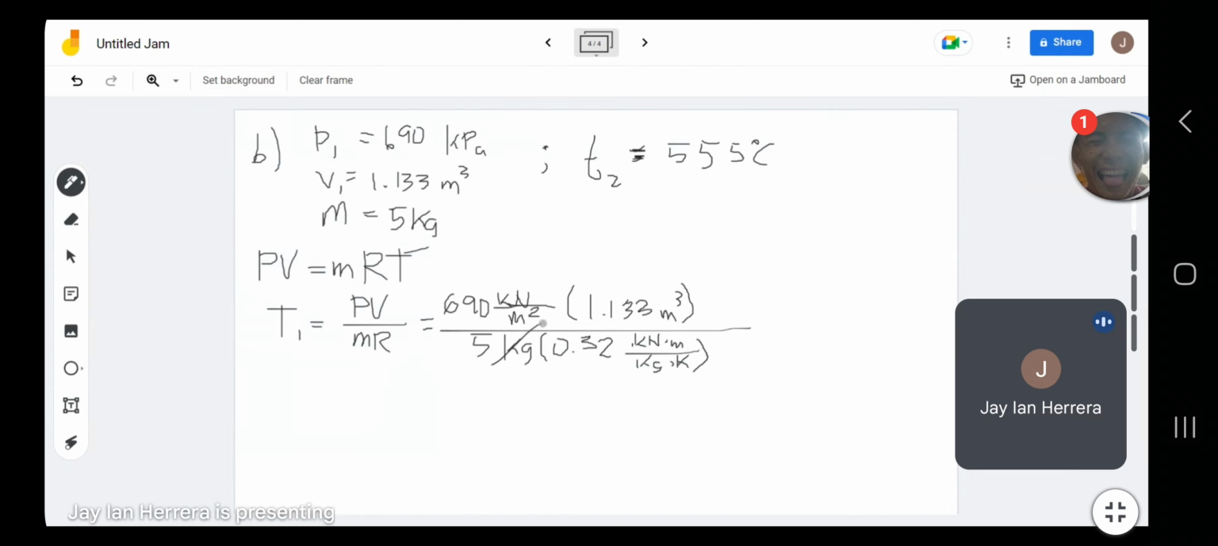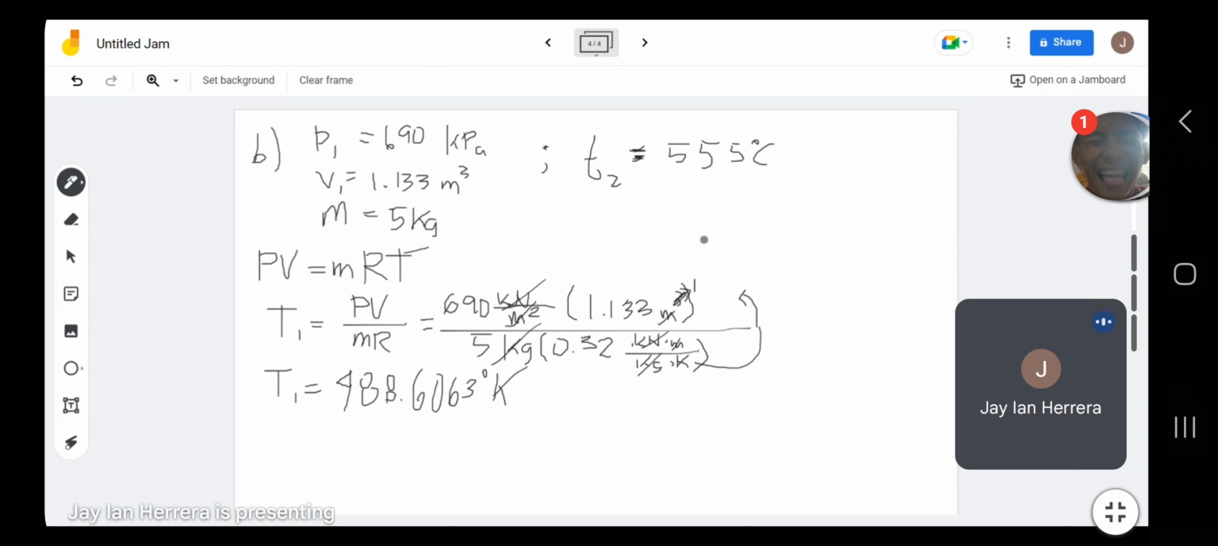Okay. So, by unit analysis, kilogram will cancel, meter squared will omit this, magiging 1 na lang yun. Makakancel naman dito meter, kilonewton will cancel out and degree Kelvin will remain. So, T1 natin is equivalent to ilan? 488.6063 degree Kelvin.